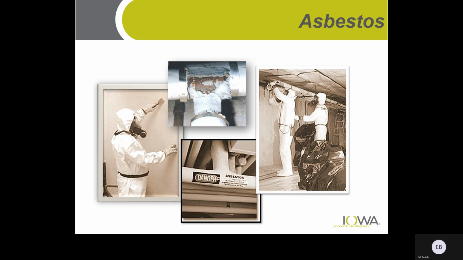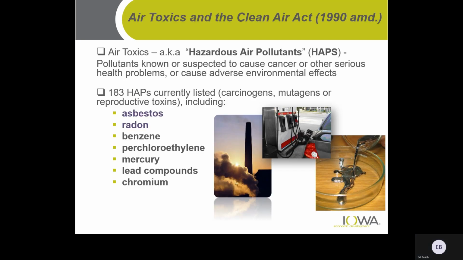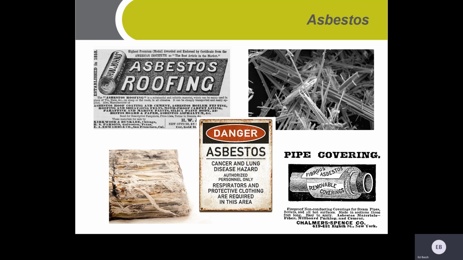Found lots of places. It is considered a hazardous air pollutant, known to or suspected to cause cancer or other serious health problems. And there you see it's listed with a lot of other nasty type of chemicals, materials. So it's something to be taken seriously. So where is it? Well, you know, there you go. Pipe coverings, roofing are the two most common. Insulation would be another common area where it's found.